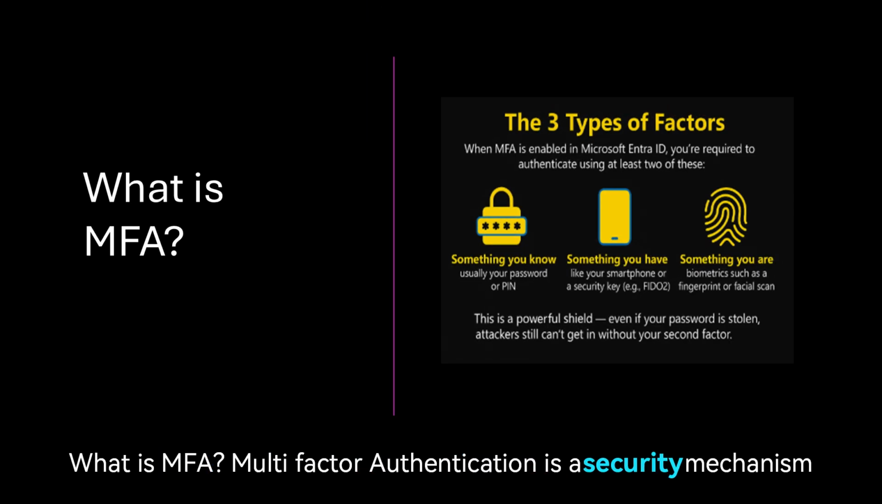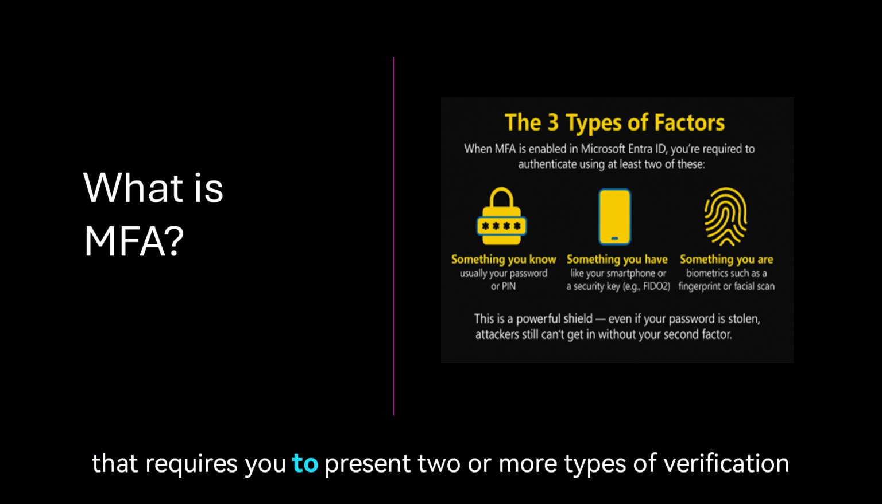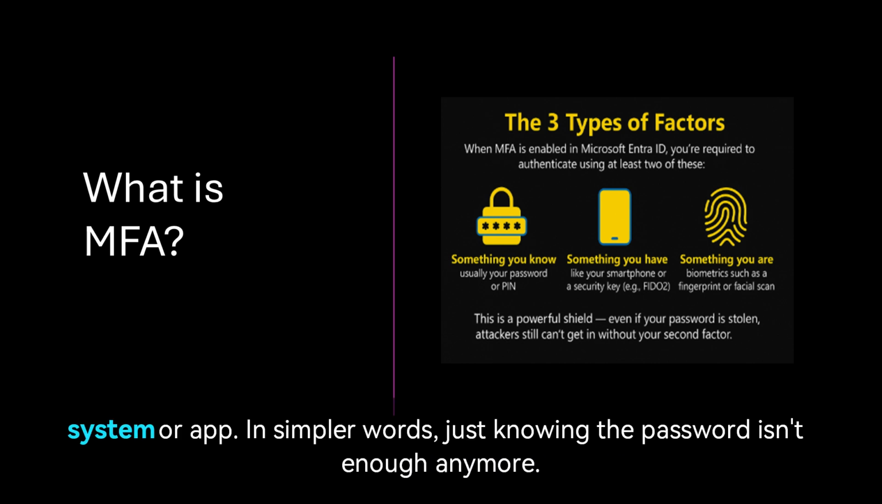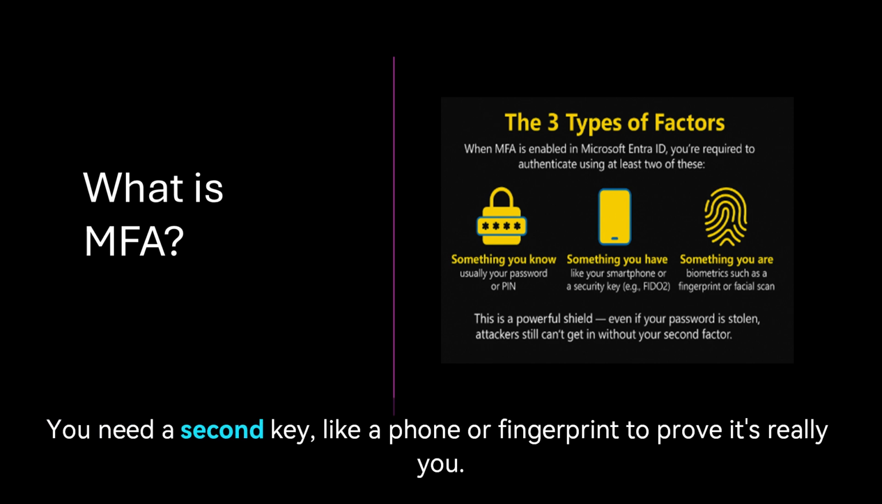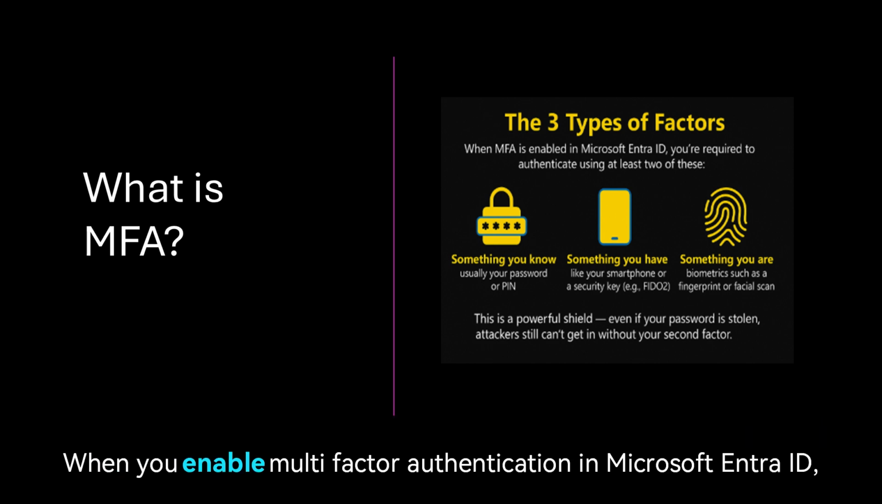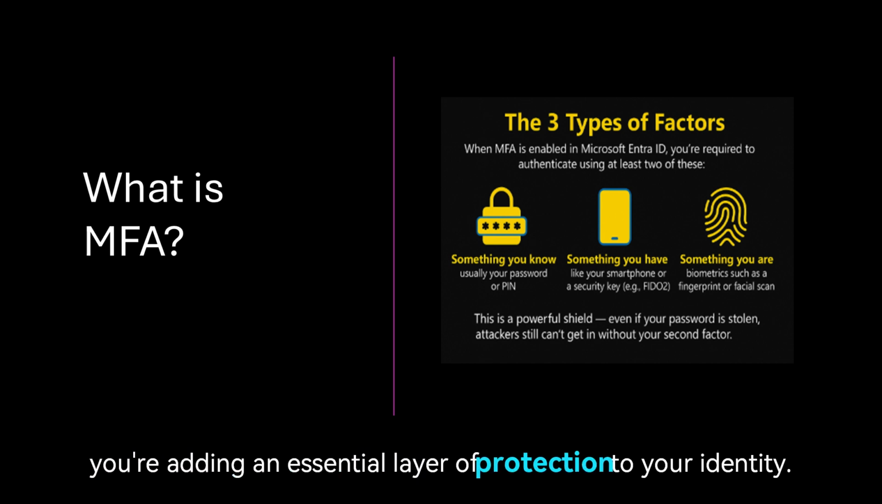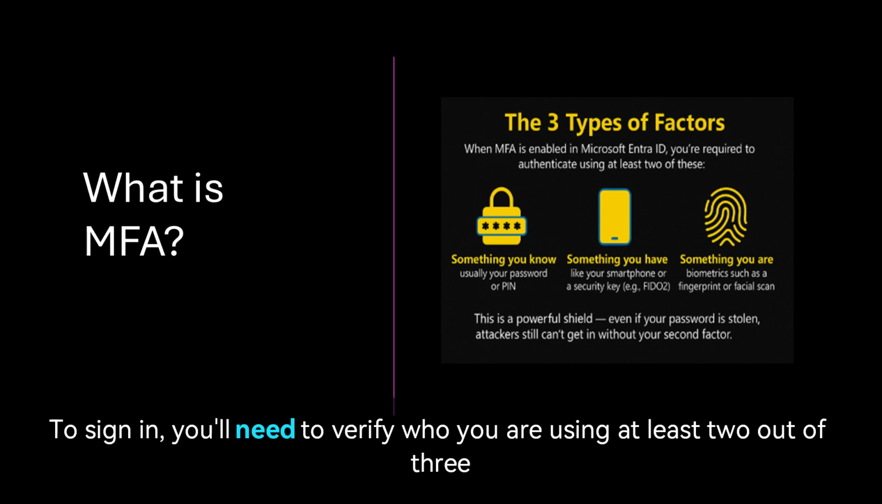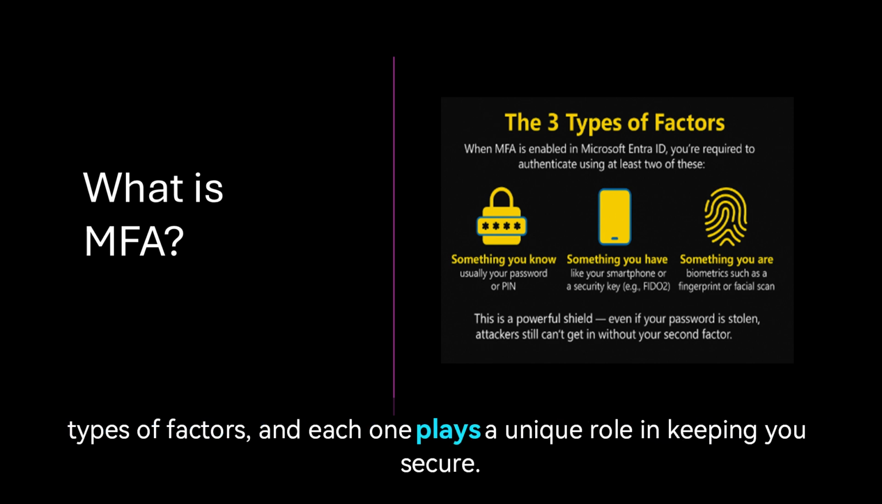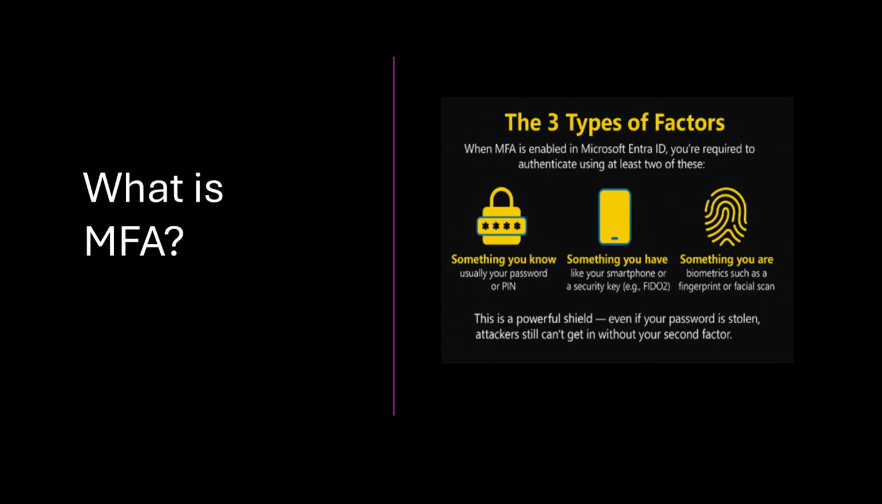What is MFA? Multi-factor authentication is a security mechanism that requires you to present two or more types of verification before you can access your account, system, or app. In simpler words, just knowing the password isn't enough anymore. You need a second key, like a phone or fingerprint, to prove it's really you. When you enable multi-factor authentication in Microsoft Entra ID, you're adding an essential layer of protection to your identity. To sign in, you'll need to verify who you are using at least 2 out of 3 types of factors, and each one plays a unique role in keeping you secure.